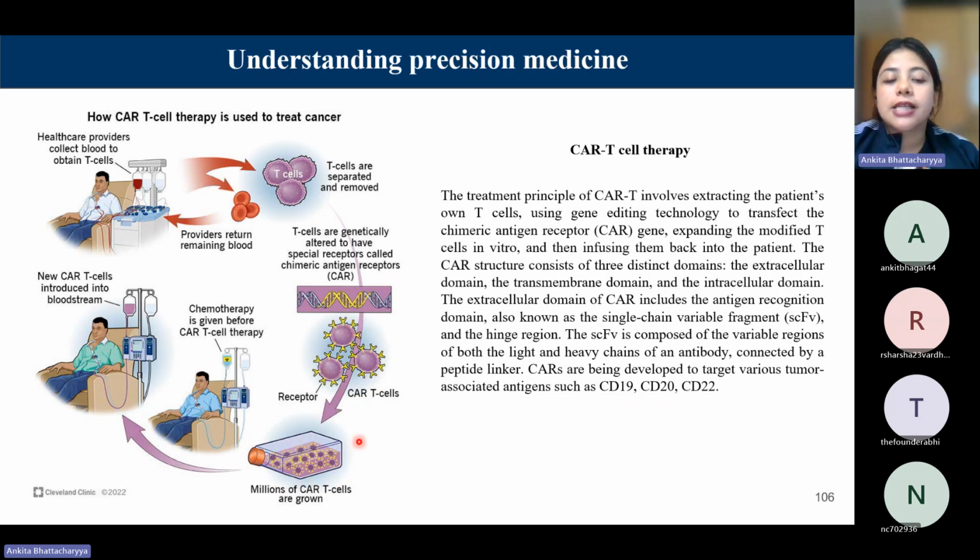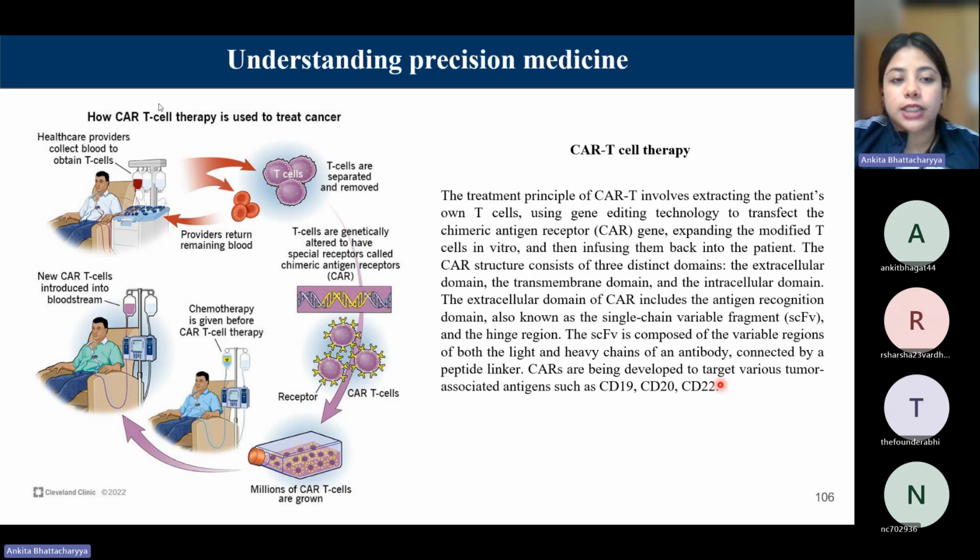Now, what is done? Millions of such CAR T cells are grown and cultured, and then chemotherapy is given before CAR T cell therapy, and then the CAR T cells are introduced into the patient. And you can obviously understand that now, because you have a huge enriched population of a particular type of T cell, they are going to attack all of the cancer cells and help in clearance, and they're supposed to give excellent outcomes. There are very many challenges associated with that also, but the overall concept is this, that you are going to modify or change the immune cells of a particular patient for better treatment.